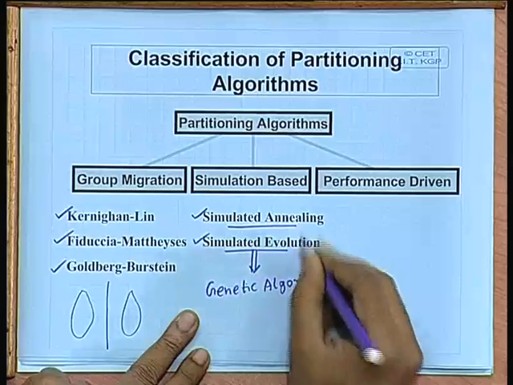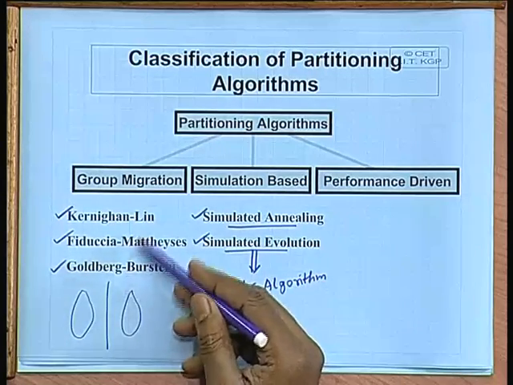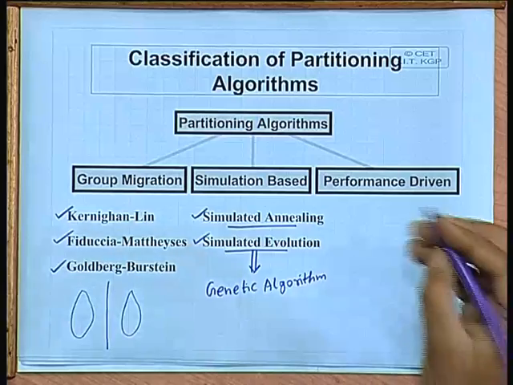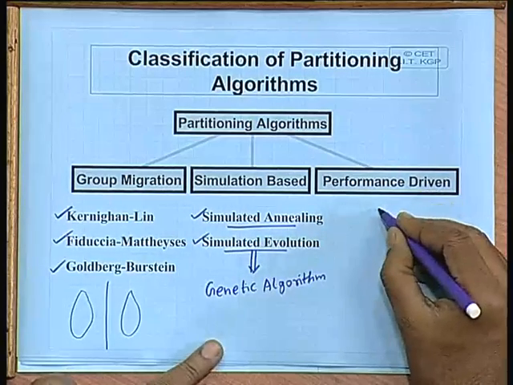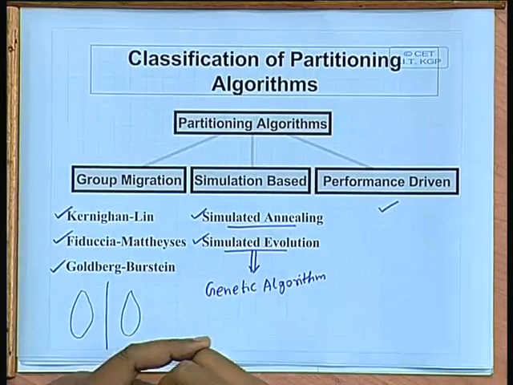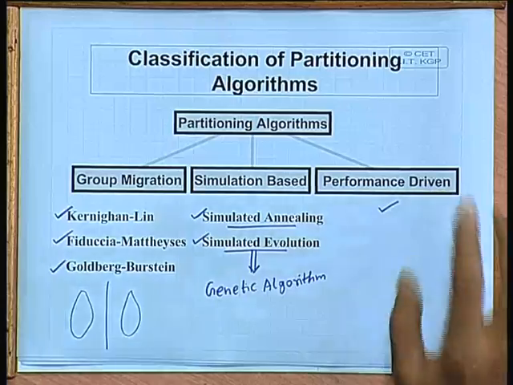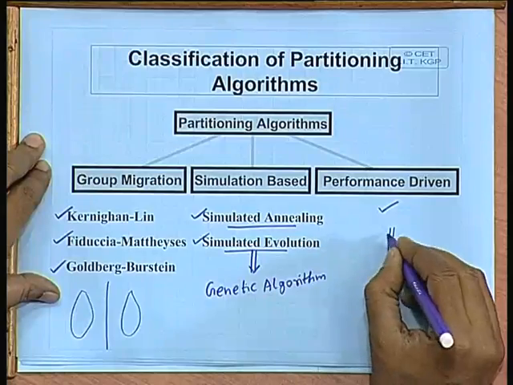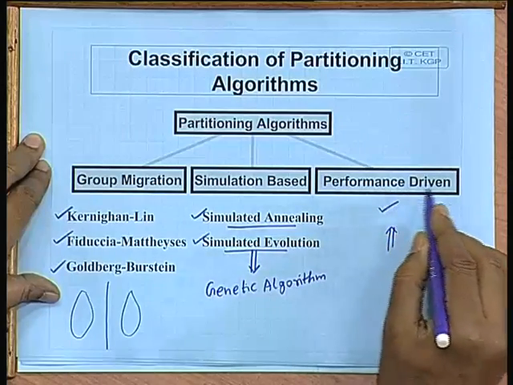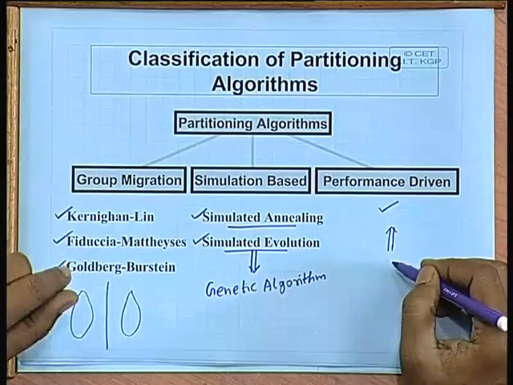So, these work much better in terms of the quality of solutions you can get with respect to the group migration algorithms. And of course, there is a third category which is performance driven. Well, there you can specify that my total delay has to remain within this, or you will be specifying some performance related constraints that have to be satisfied. Of course, these constraints are much more difficult to satisfy.